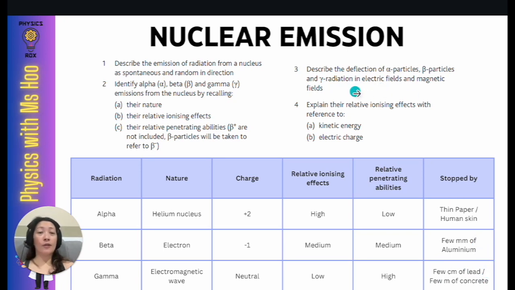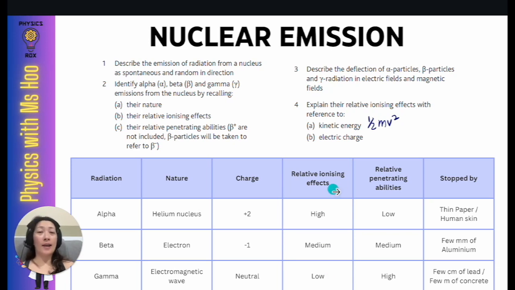So in addition, you also need to know about their deflection in electric fields and magnetic fields, which I'll explain on the next slide. Let me just quickly explain their relative ionizing effects with reference to their kinetic energy and electric charge. If you can recall, the formula for kinetic energy is half mv squared. Because alpha has the greatest mass, it has the greatest kinetic energy. Even if the other two are moving fast, its sheer mass will cause it to have the greatest kinetic energy. For example, beta has such low mass that in spite of its high speed, it may not have as great kinetic energy as alpha, whereas gamma has no mass, so its kinetic energy is essentially 0.